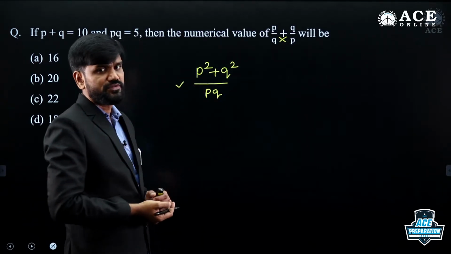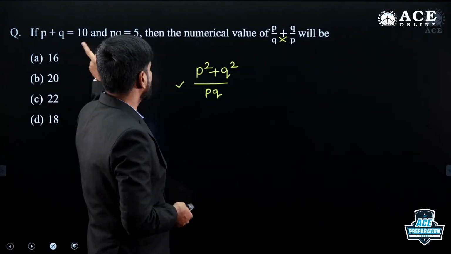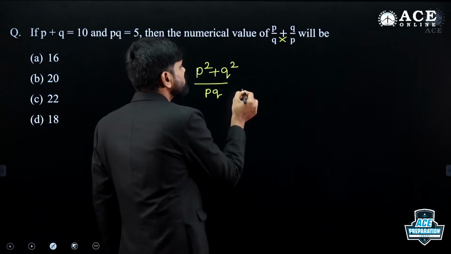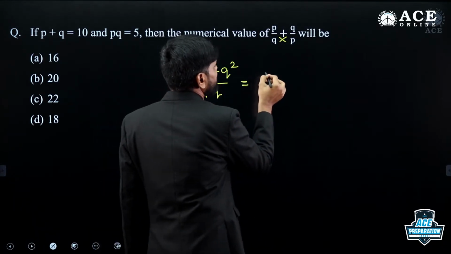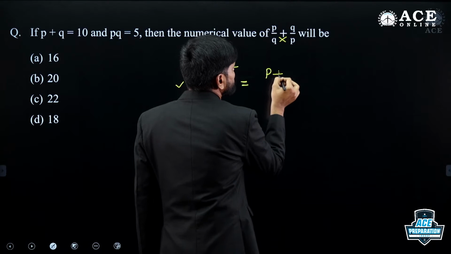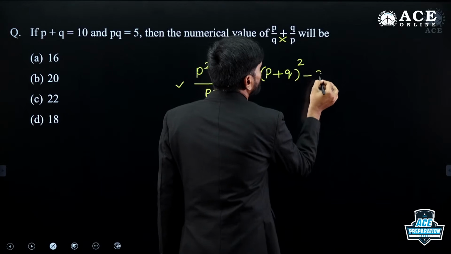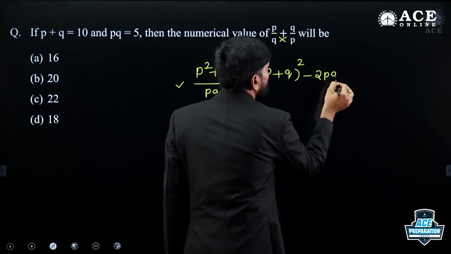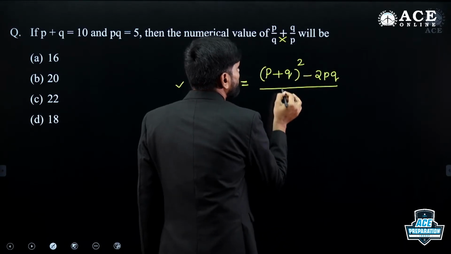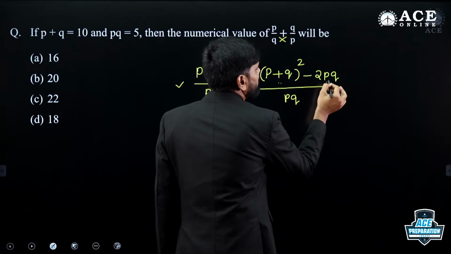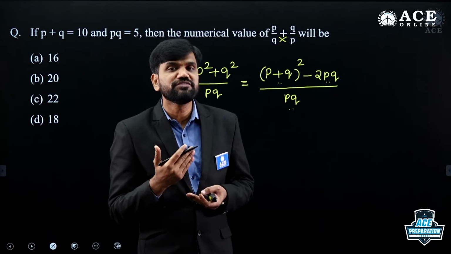That's what I want. Now, how can I get p square plus q square, sir? We know the p plus q value here. So I can get p square plus q square with the help of p plus q and pq in this manner. I can write p square plus q square as p plus q whole square, from that you remove 2pq. That gives you p square plus q square by pq. Now you know the values of p plus q and pq. Just substitute the values from the given data.